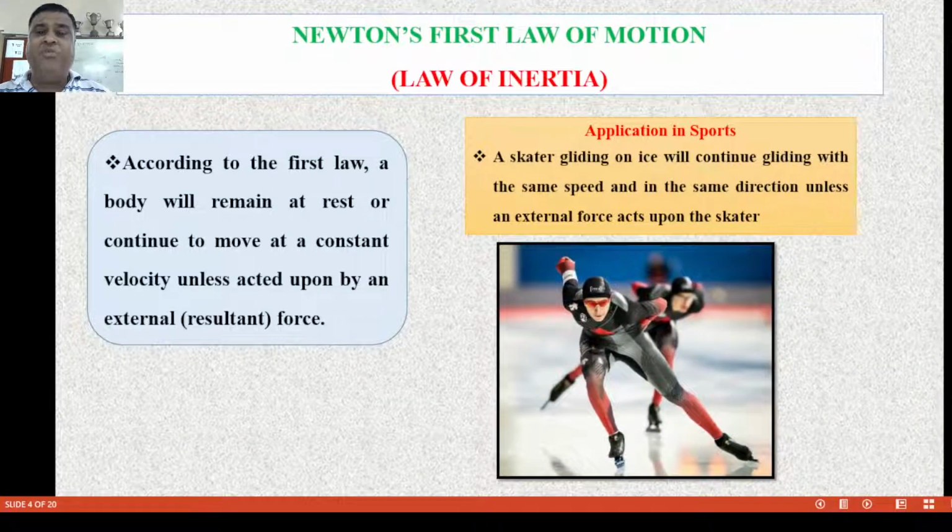Now the first law of motion is called the law of inertia. Inertia means the mass of the object. According to the first law, a body will remain at rest, or continue to move at a constant velocity, unless acted upon by an external force or resultant force. There are many examples of the law of inertia, but I have selected very few. A skater glides on ice and continues gliding with the same speed and in the same direction unless some external force acts upon the skater.